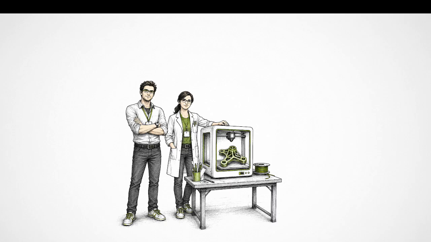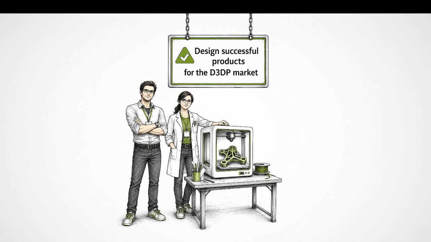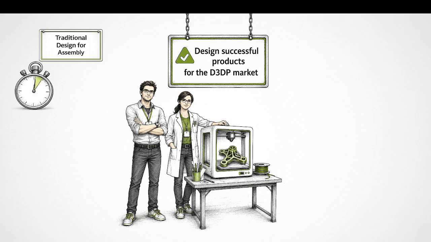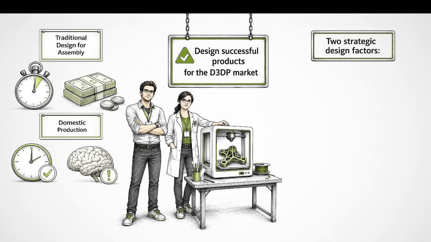For industrial designers and engineers, understanding these archetypes is just the beginning. To design successful products for the D3DP market, we must shift our perspective and treat the domestic end user as an assembly line worker. In traditional manufacturing, design for assembly, or DFA, is used to minimize assembly time to save labor costs. In domestic production, the financial cost of assembly time is negligible, but its cognitive cost is massive. If a design is too frustrating or difficult to build, the user will simply abandon it. This user experience is determined by two strategic design factors.